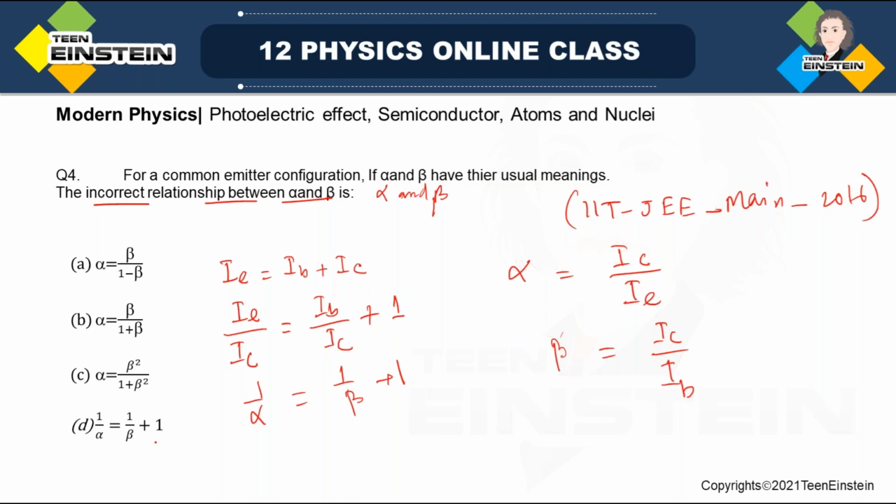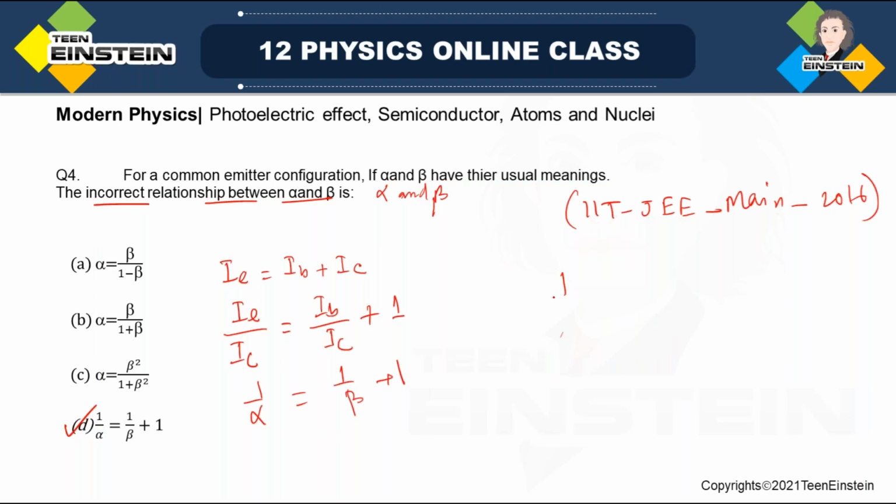We have to find out first what is the correct option. The D option is correct here, right? So first of all, we will see which are the correct options. Then it will be easier for us to find out which one is incorrect. So we can see that 1 by alpha is equal to 1 by beta plus 1. This option is going to be correct. Now we'll see what else can be correct. We can simplify this particular expression itself.